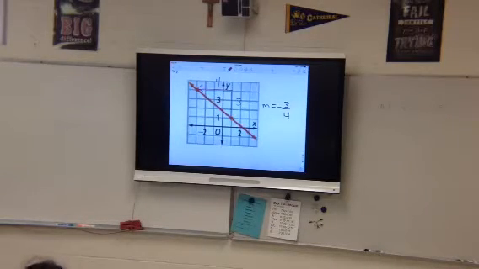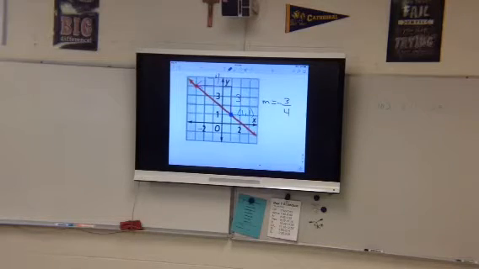Do you guys want to pick the top point or the bottom point? Bottom point. Okay, what is this coordinate point right here? 1, 1. All right, so what will point slope here look like? Y minus 1 equals negative 3/4 in parentheses x minus 1. Very good.